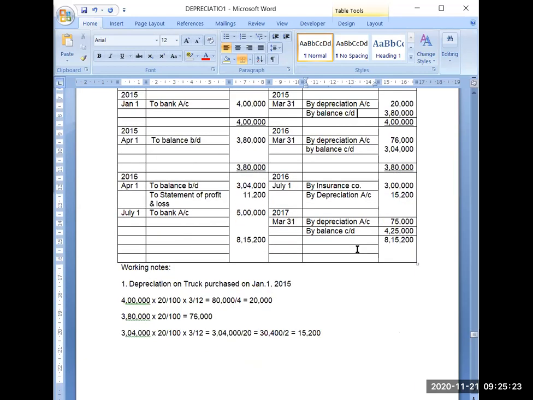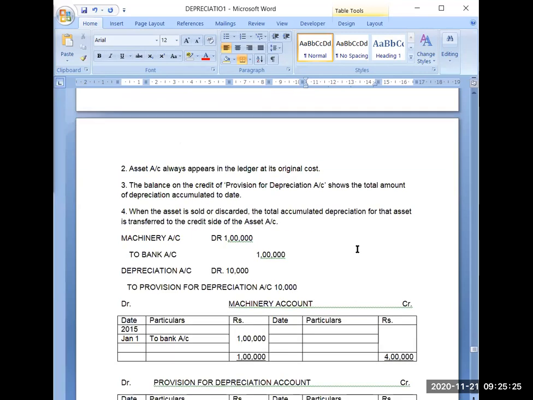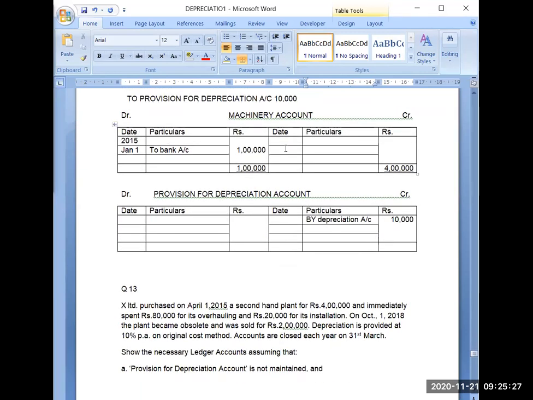The balance of the asset account will be the written down value of that asset. This is the first method. But in the second method, what will happen? We will be recording purchase in one account and we will be recording the depreciation in another account, that is called provision for depreciation account. Now the difference between the two methods is clear. Both methods are clear. How to do accounting of both methods?